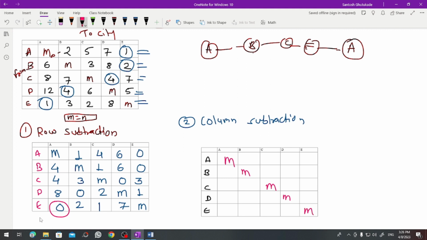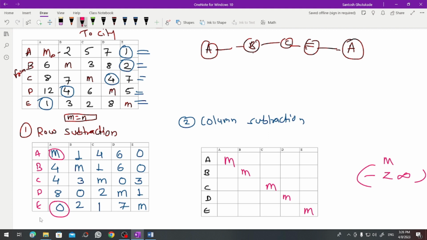So what it means is, from city A he is traveling to city A, but when he is in city A, how should he travel to city A? So that's why, at the diagonal element, it is taken as M, or in some cases it is taken as a dash, or as Z, or as infinity, whatever. But here I have taken the M.